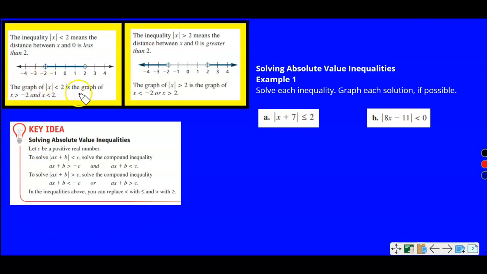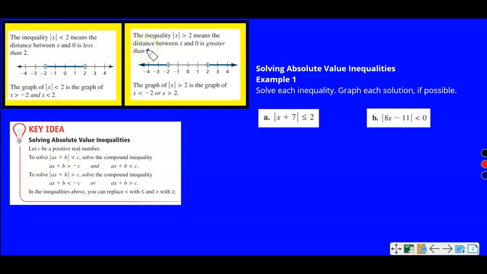Here are some important things to remember as you solve absolute value inequalities. So the inequality, the absolute value of x less than 2, means the distance between x and 0 is less than 2. All right, so the graph of absolute value of x less than 2 is the graph of x greater than negative 2 and x less than 2. All right, so you can see here. So if its absolute value of x is less than 2, this is representing the distance in both directions from 0.